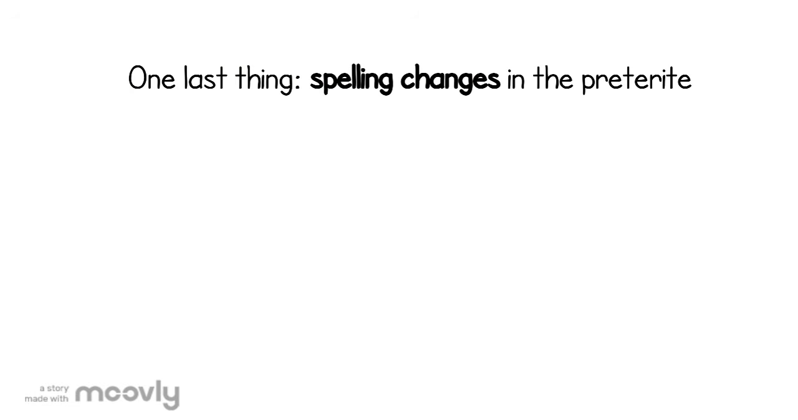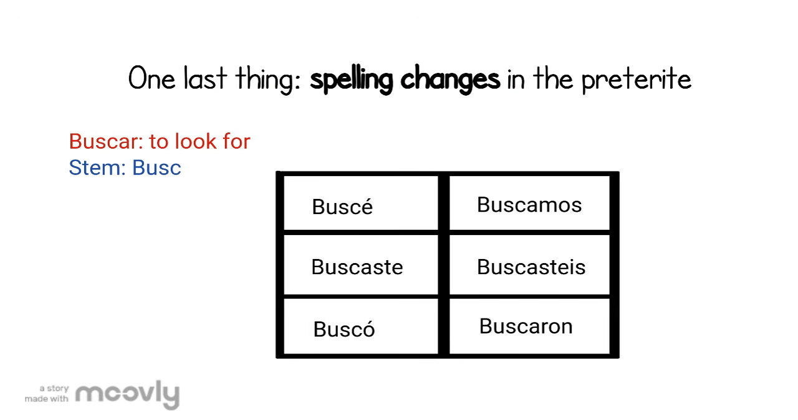There are some spelling changes even with regular verbs, just like in English. For example, buscar means to look for. The stem is busc. But this yo form is off. If we pronounce it the way it is now, we would get busé. But we want to preserve this hard C sound like it was in the infinitive, buscar. In order to do that, we have to have a spelling change in the yo form, changing the C to a QU, giving us busqué. We don't need to change the rest of the forms because they already preserve the hard C sound.